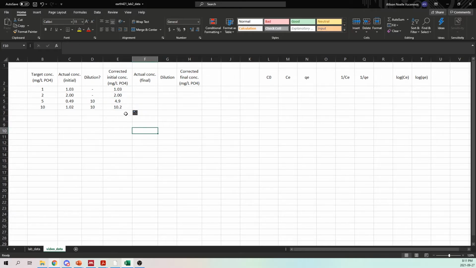So these were all of the actual concentrations. Now for our final concentration, this is what we did in the video. For the first one we got a value of 1. For the second one we had a value of 0.6. For 5, I forgot to show that one on camera, but we had a value of 0.15. And for the 10 we had a value of 0.9. So there was no dilution for any of these, as they would all fall within the 2.5 range. So no need to correct any of these values, and we can just copy them over.